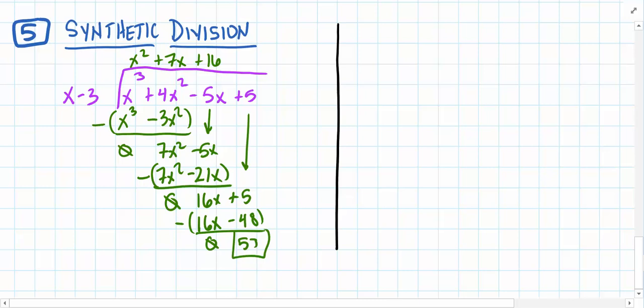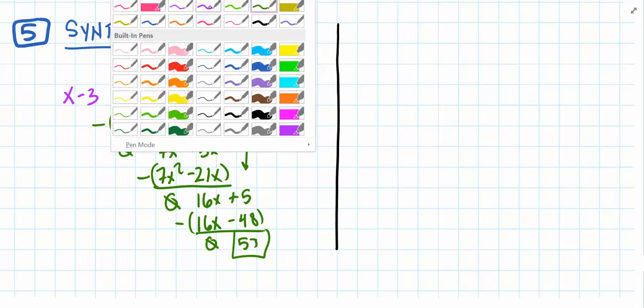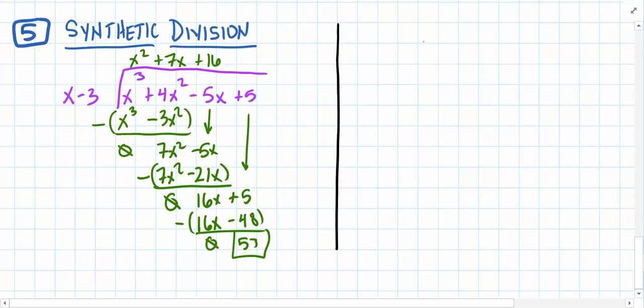So now I'm going to do the same problem for you, except I'm going to do it in synthetic division. So I'm going to put a number 3 over here, and I'm going to draw this little house that it lives in, okay? And I'm going to write down some numbers, and I want to see if you can figure out where these numbers are coming from. I'm going to write down the number 1, 4, negative 5, and 5.